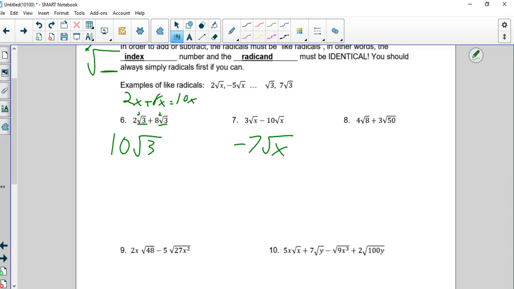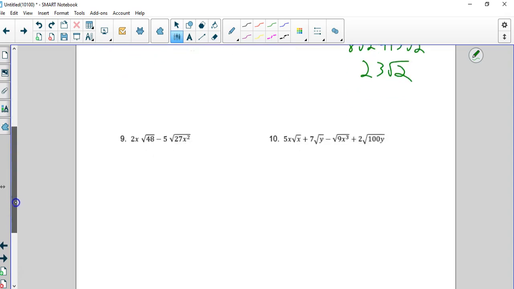Now at first you think this does not work because 8 and 50 are not the same, and they're not. But we can simplify these. So this is radical 4 times radical 2. Square root of 4 is 2. Don't forget to multiply by this 4. And we get 8 radical 2. Plus, let's see what happens here. This is radical 25 times radical 2. Oh, I see something coming. Square root of 25 is 5. Don't forget to multiply by the 3. 15 radical 2. Now we can join. 8 of these plus 15 of these is 23 of these. Radical 2.